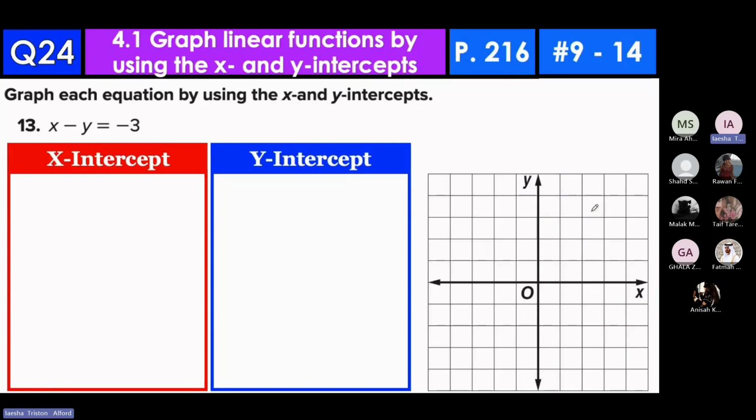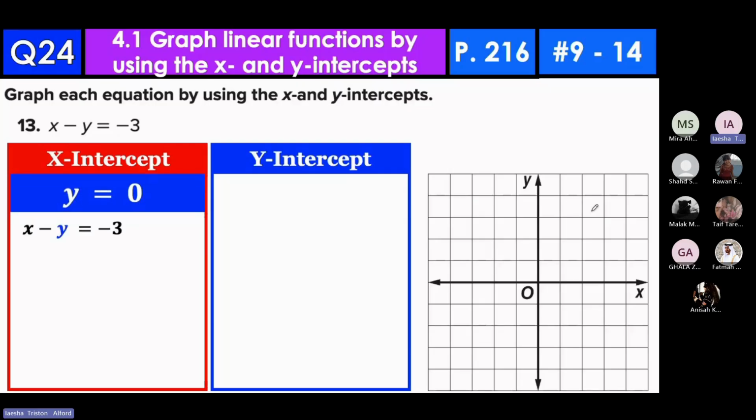Question number 13, same. For the x-intercept, we should make y equal what? y equals 0. Write the equation. You are not writing y. Put 0. x subtract 0 is x. So x is equal to negative 3.